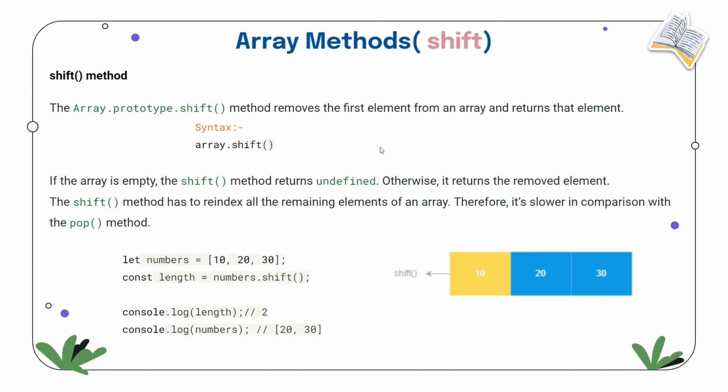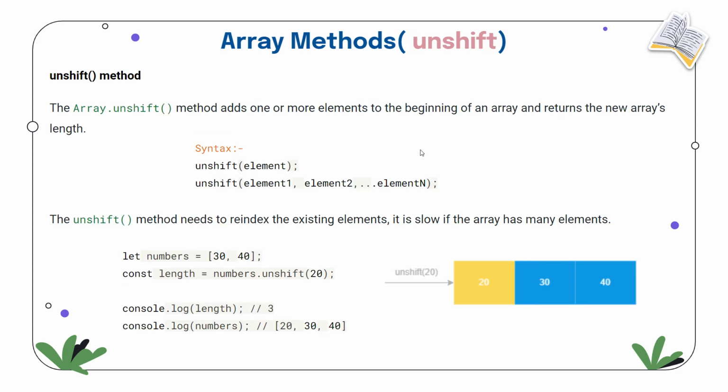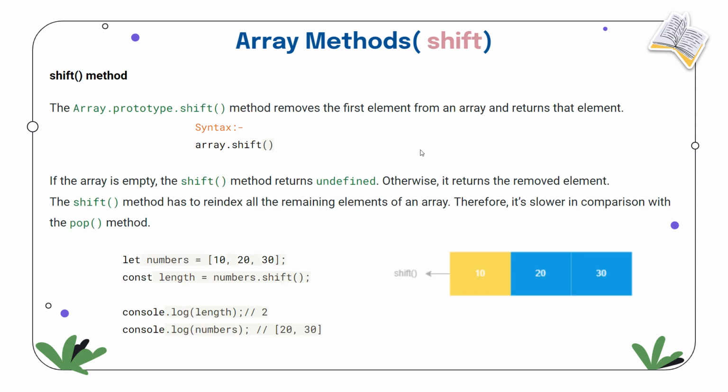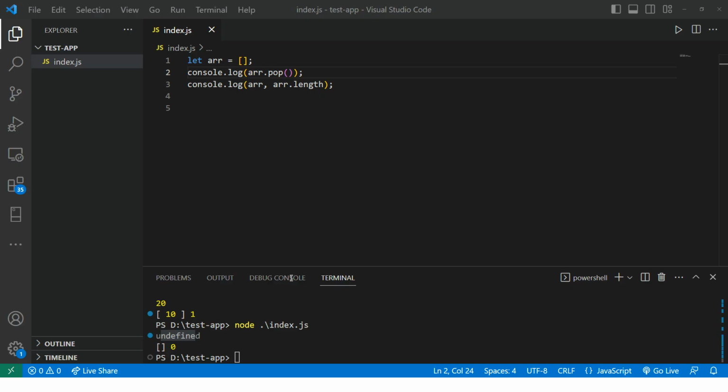Same way, push's opposite is pop. Same way, unshift's opposite is shift. So shift will help us delete an element from the first. See, unshift was adding an element at the first, but shift deletes an element from the first. Now see, just like unshift was very slow, same way shift is also slow.